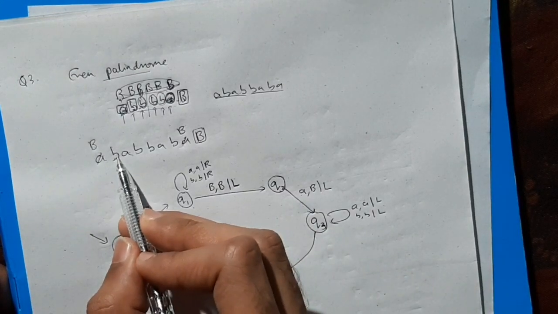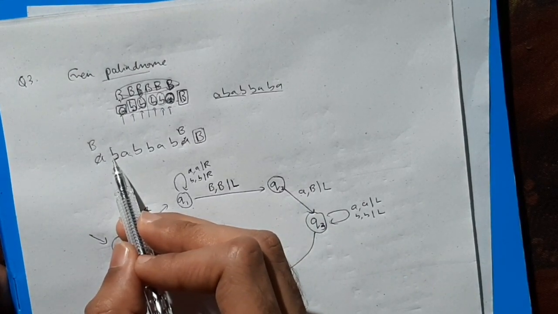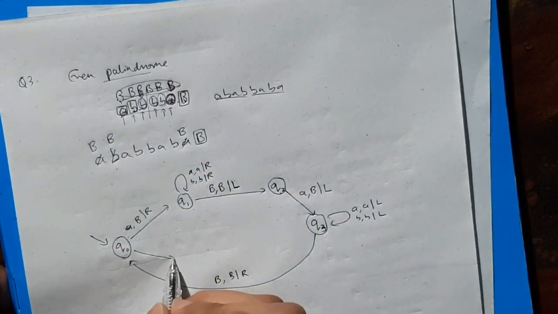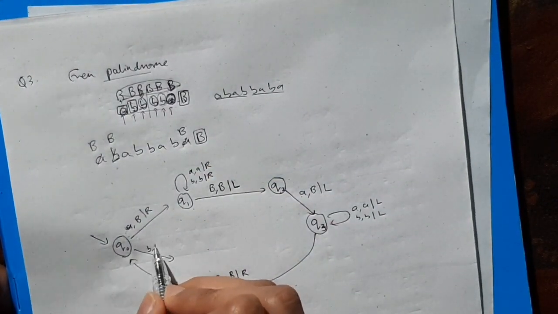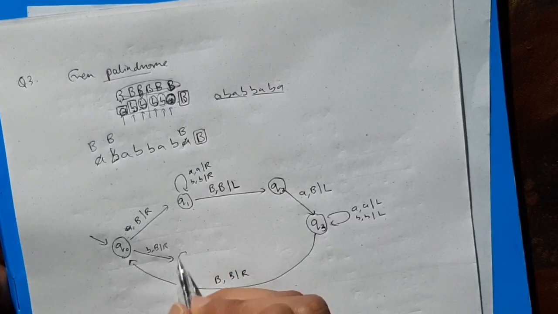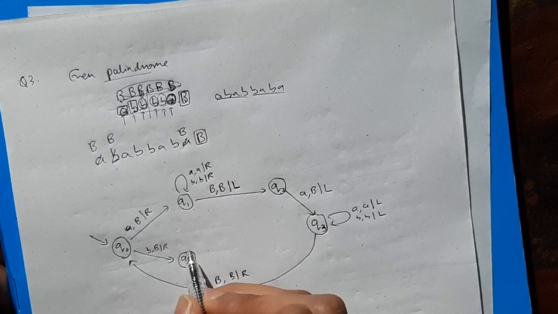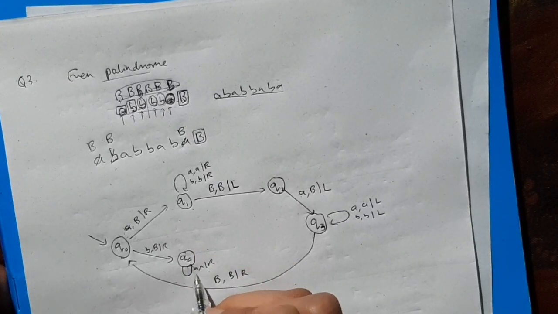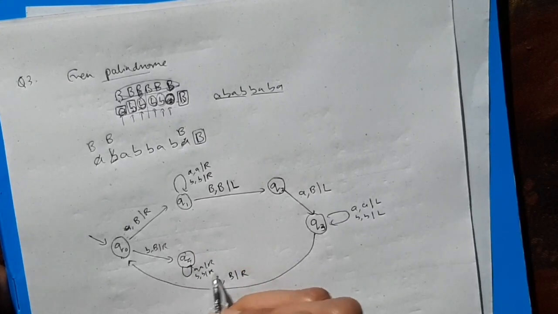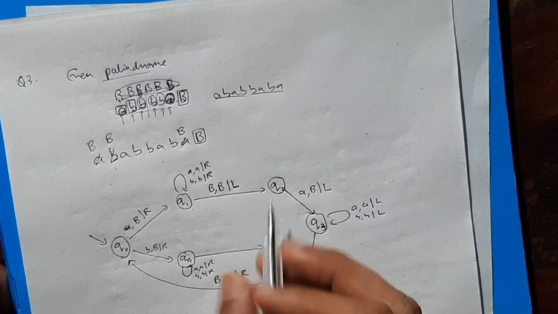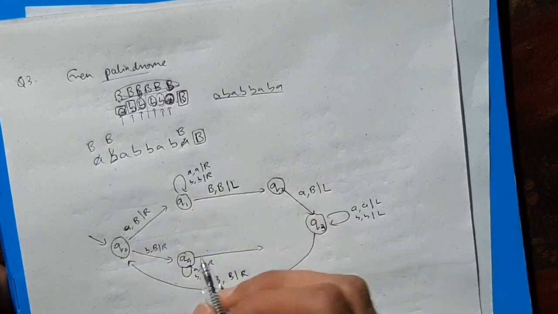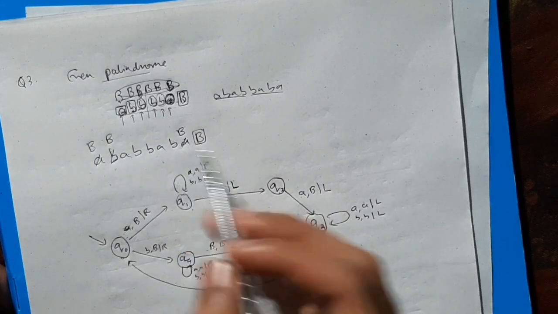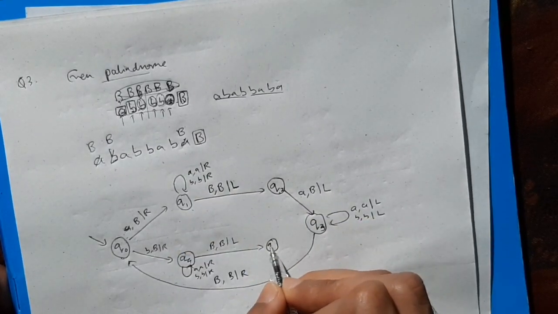Meaning I encountered B here, so the last character should also be B. So I'll make this a blank space. For B, I'll make it a blank space and move right, and in this state I'll get n number of A's and B's which I'll be ignoring, A to A right, B to B right. After that I'll be getting a blank space here. So I'll move to the left and I'll be checking if I get B or not.